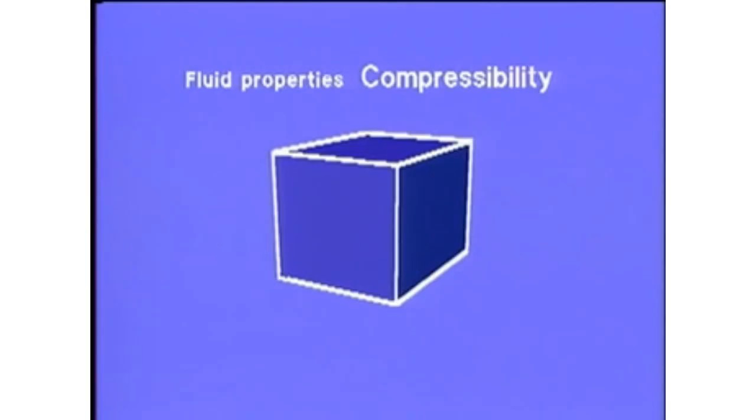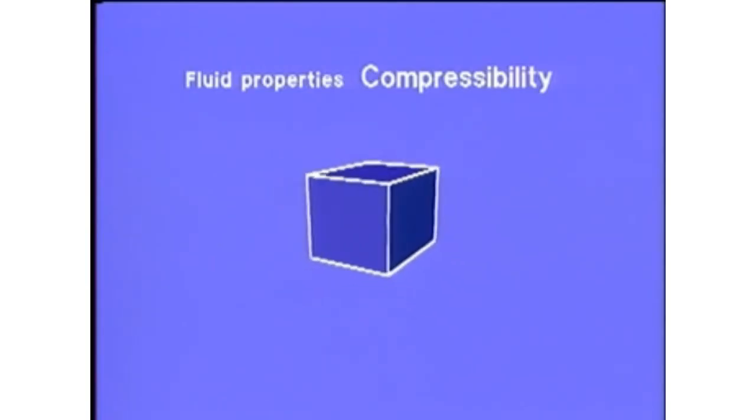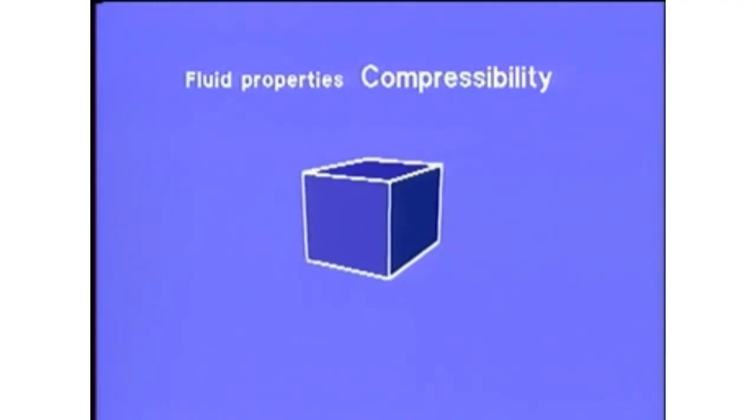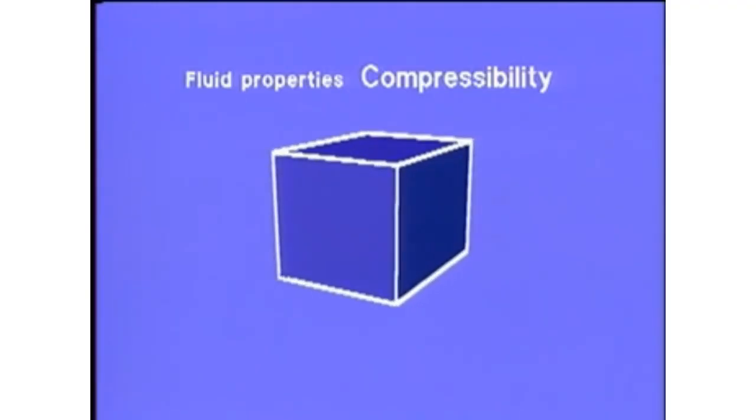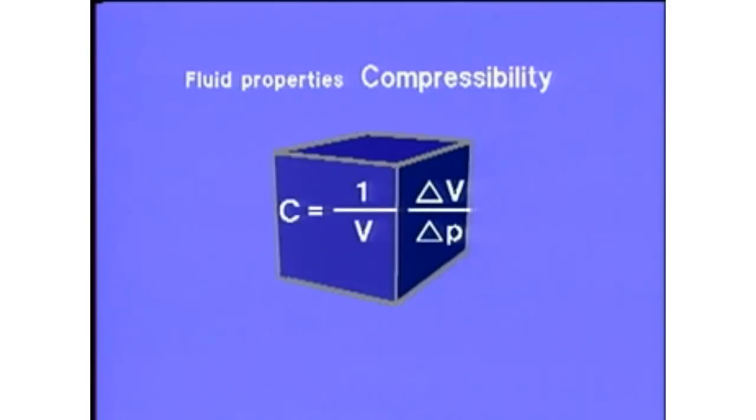Compressibility is the amount that a unit volume can be compressed per unit pressure increase. Of course, it is also the amount that a unit volume will expand per unit pressure drop. Its units are volume per unit of pressure, or 1 over the pressure unit.